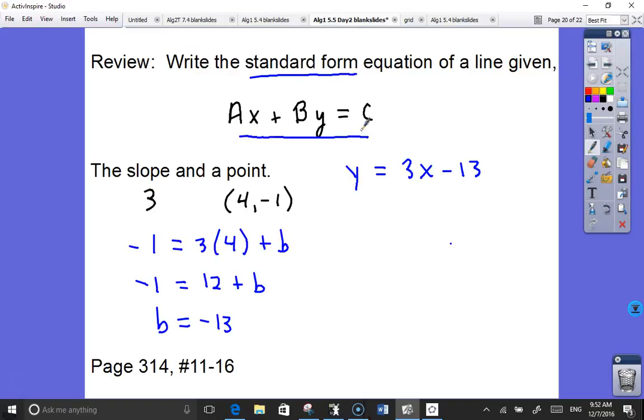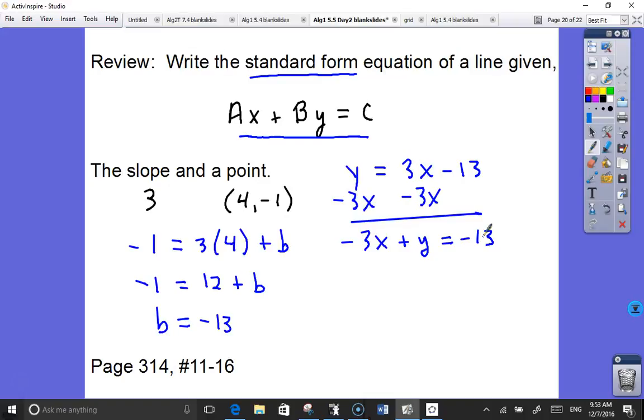I have to get both the x and the y term on the same side. How do I do that? Subtract the 3x. So now it's negative 3x plus y equals negative 13. And that is definitely standard form. Is it the only standard form that we could have? No. Remember, with standard form, you could multiply everything by something, as long as you do the same thing to both sides. It's still standard form.